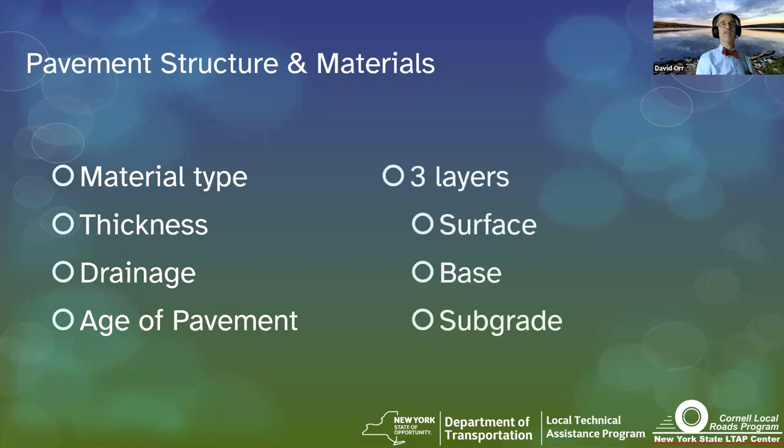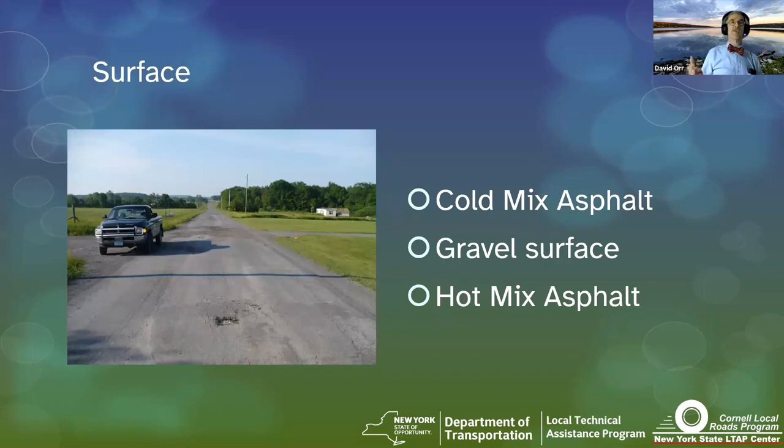Now, in terms of the layers, we decided we're going to just limit it to three layers. A surface layer, bound or unbound, but a surface layer. Typically, combine all the asphalt together. If you've got a surface gravel, you could keep that separate. A base or unbound layer, because for low volume roads, the base is typically unbound. And then a subgrade, no sub bases in this case. So a three layer system, okay? For the surface, again, you can have three types, cold mix asphalt, gravel surface, or hot mix asphalt.